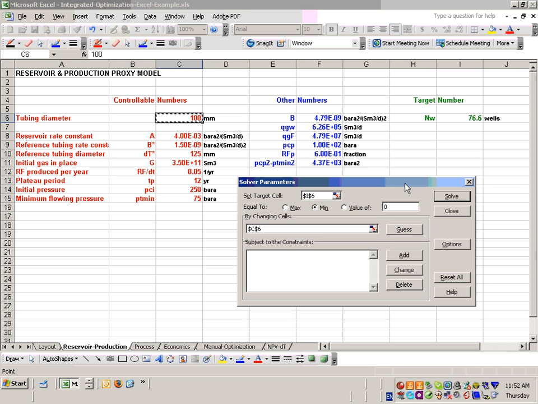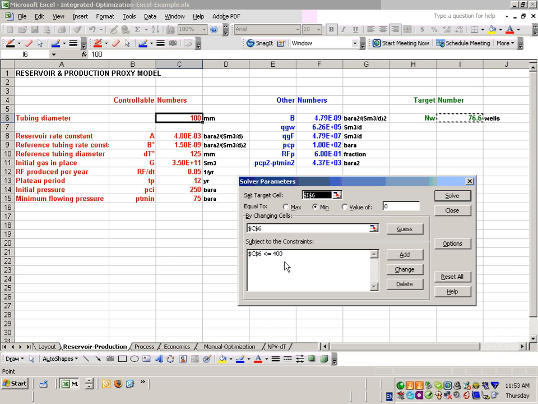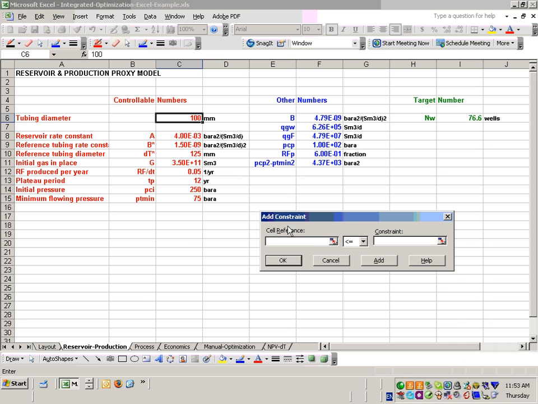Tubing diameter less than 400. Okay, why 400? So add that this is less than or equal to 400. Any other constraints? That was the McDonald's straw. So we go to that being greater than or equal to 10.